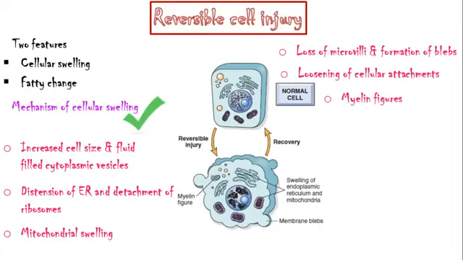Myelin figures are phospholipid masses derived from damaged cell membranes. Ultimately, these phospholipid particles are broken down into fatty acids and glycerol. These fatty acids can be calcified due to the high concentration of calcium ions inside the cell. Clumping of chromatin due to the increased acidity is also another feature.